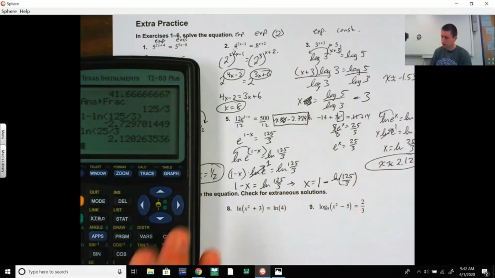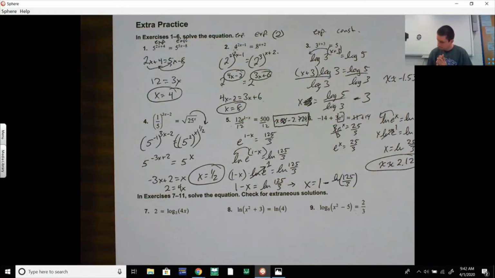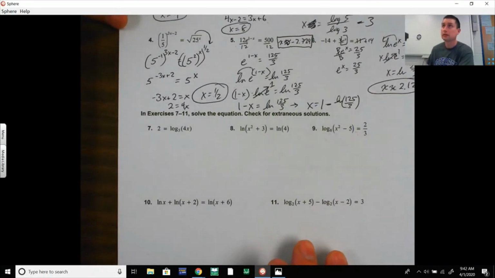Okay, so those are all the different types of exponential functions. Logarithmic functions. Okay, 5 more examples. Here we go.